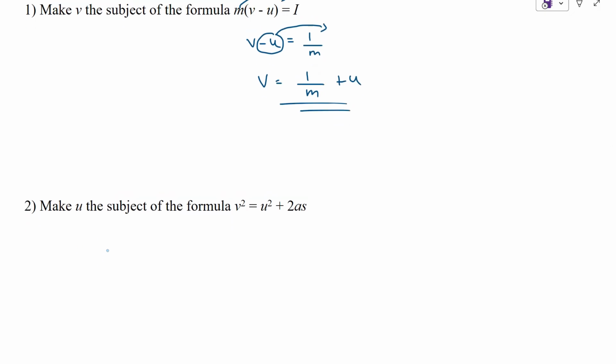For the second question, we need to make u the subject of this formula. We can start off by getting rid of this term here. If we take that over to the other side, we're adding on this side, so when we take it over, we're going to be minusing. Now we want u, not u squared. If we're squaring on this side, we're going to square root on the other side. So the square root of v squared minus 2as gives us u.